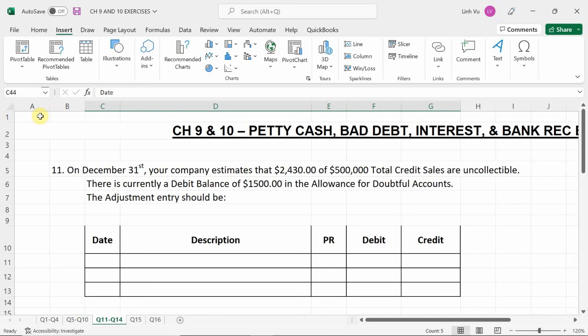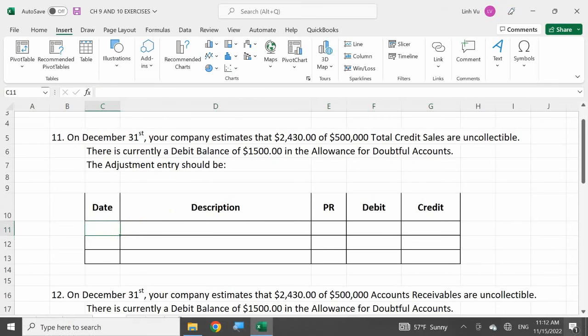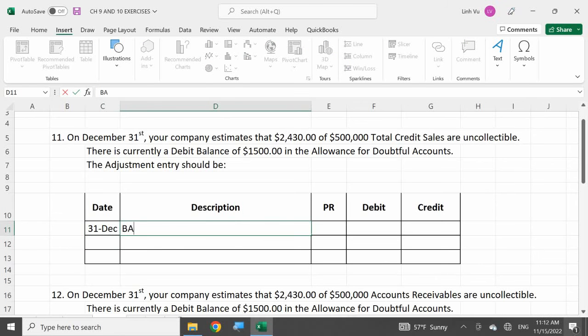In this case, we see the keyword total credit sales. Now, for total credit sales, what do we do with that piece of information? We need to utilize the allowance method, but which one? We need to utilize the income statement method because total credit sales only appears on the income statement. So do we care about the account balance in the allowance for doubtful accounts? No, we only care about the total estimate. So in this case, the total estimate is $2,430. On December 31st, this is an adjustment entry, so bad debt expense, and it's going to be to the allowance for doubtful accounts.